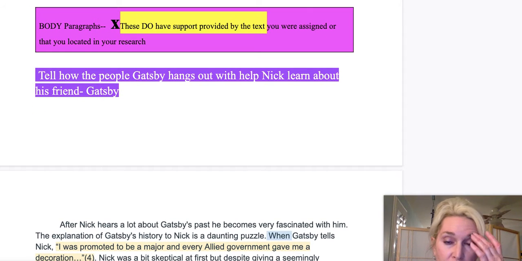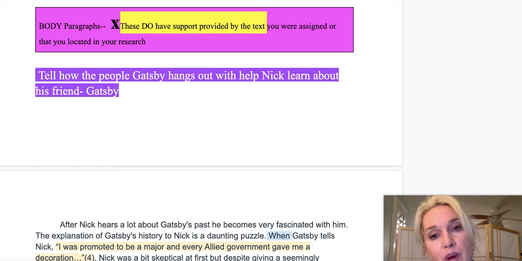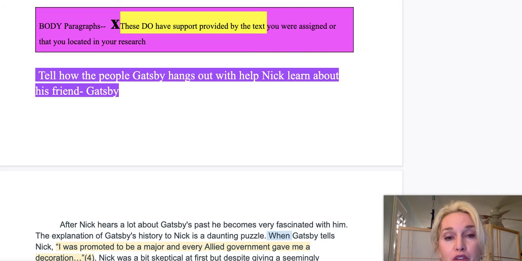Now, with my body paragraphs, I have to start and end with my own thinking. I don't want any of you, because it's not good writing, to start with somebody else's words in a body paragraph. You're explaining everything you know, and you are building with your thoughts. Your thoughts drive the paragraph. The only thing you're doing with that text evidence is supporting your thinking.